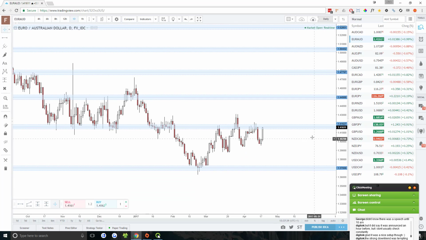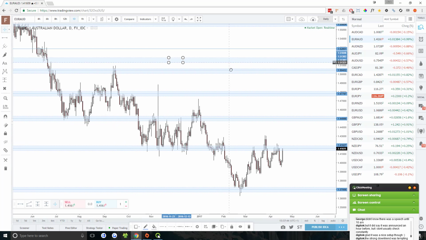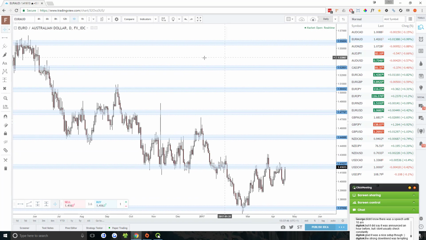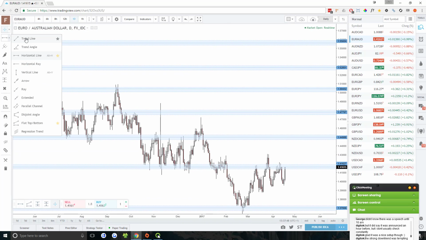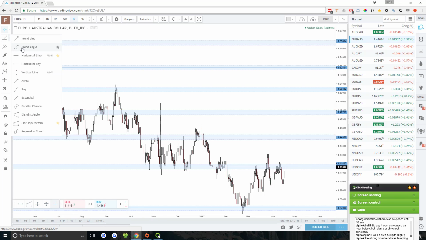But my trend line drawing is not amazing. I don't use trend lines that often. Oh, what's this tool? All right, I'm curious what this does.